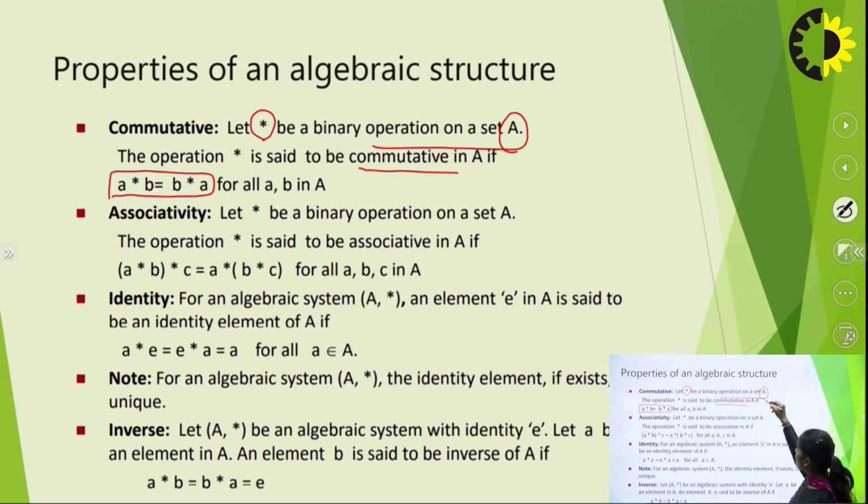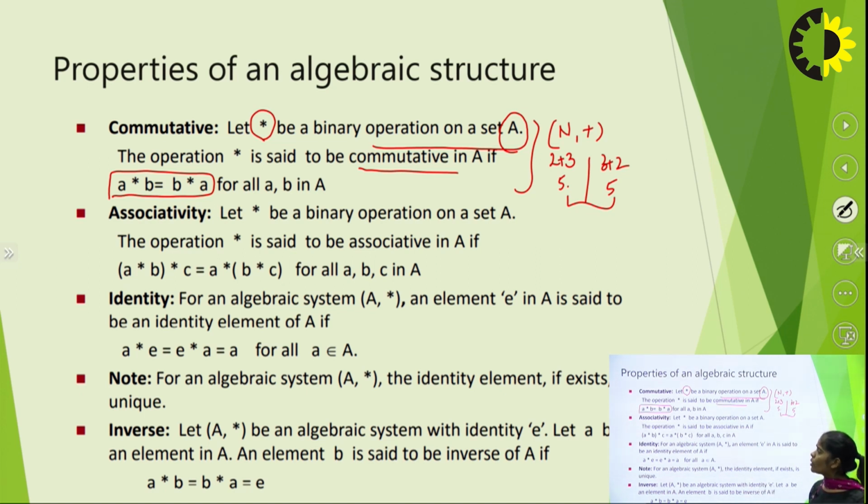Or if I take an example, the set of natural numbers, and two numbers 2 and 3, with the addition operator, right? Then 2 plus 3 is 5 and 3 plus 2 is also 5. So this property is known as the commutative property.